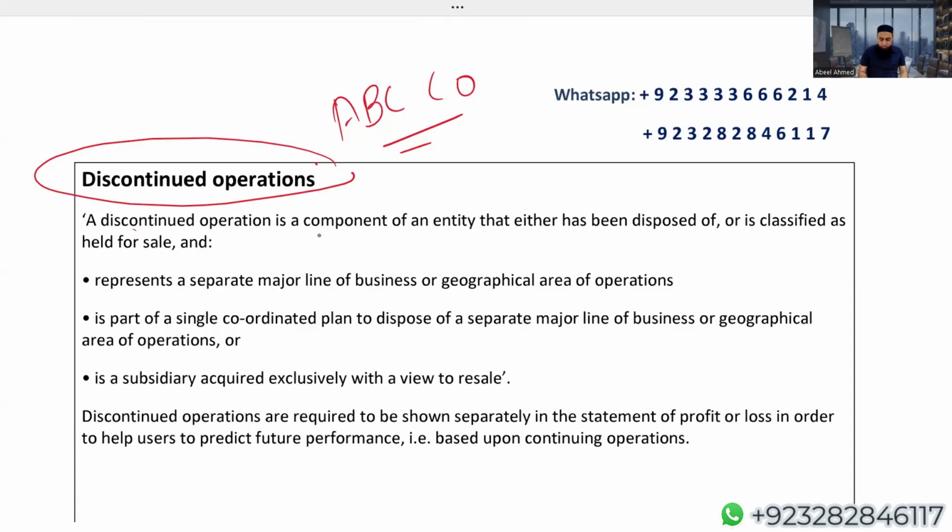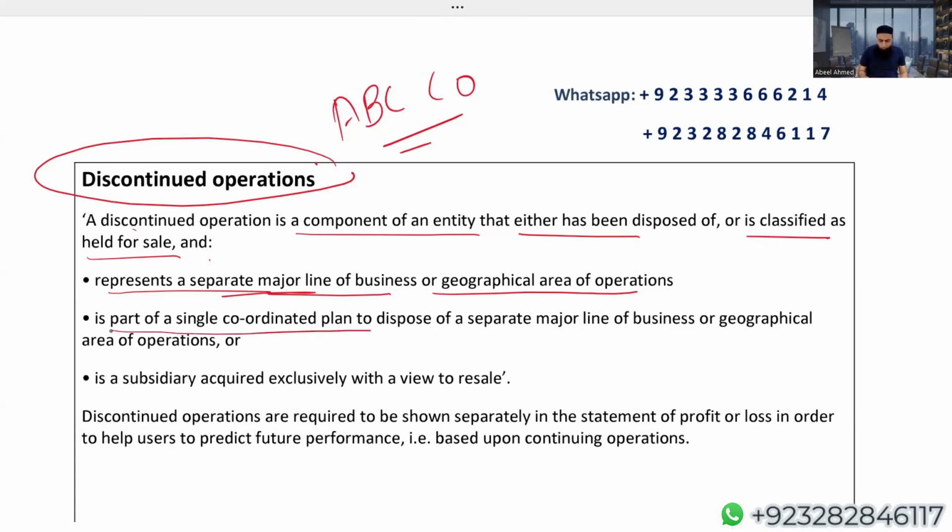A discontinued operation is a component of an entity that either has been disposed of or is classified as held for sale and represents a separate major line of business or a geographical area of operations. Assuming your company is operating in multiple countries, but now your company has decided, let's say for any XYZ country, that we will not be operating in that country from 2026 onwards, or from 2027 onwards. So that is also considered a discontinued operation. You will have to show that area as a discontinued operation.